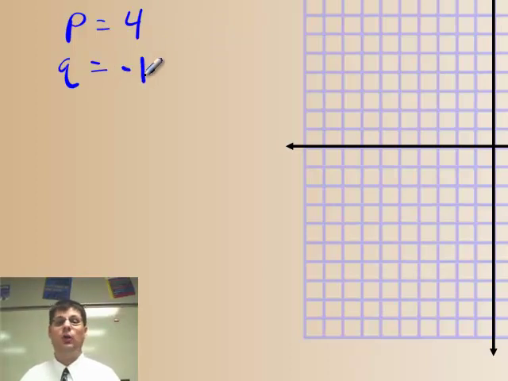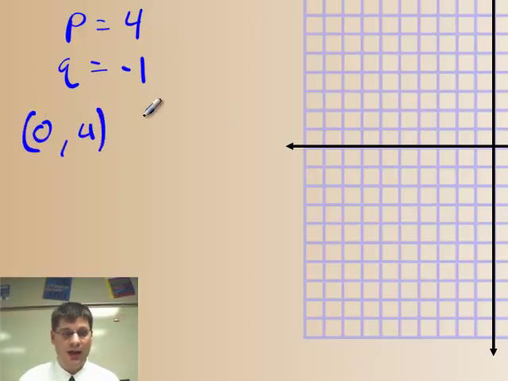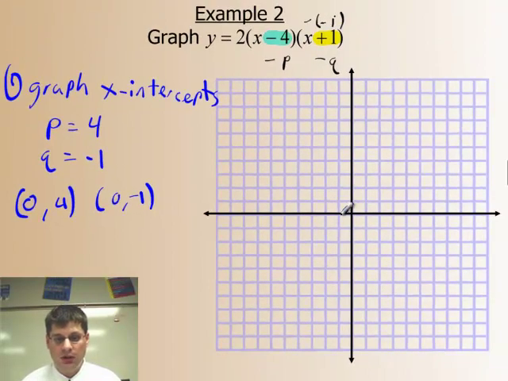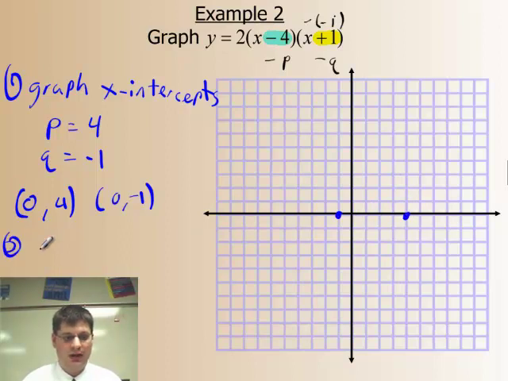Knowing that, our coordinates are going to be (4, 0) and (−1, 0). Those are our x-intercepts. So negative 1 will put us right here, and 4: 1, 2, 3, 4.